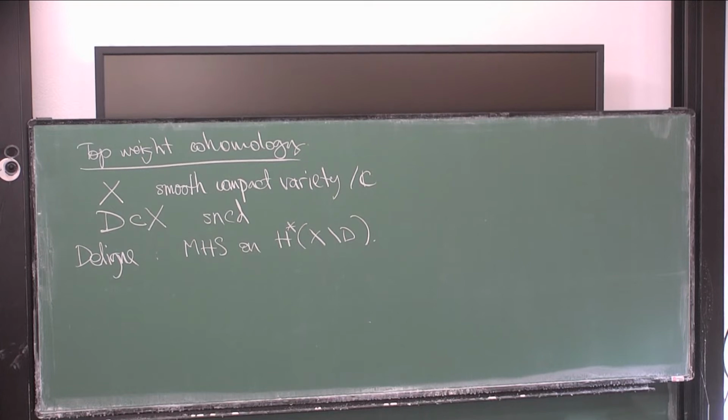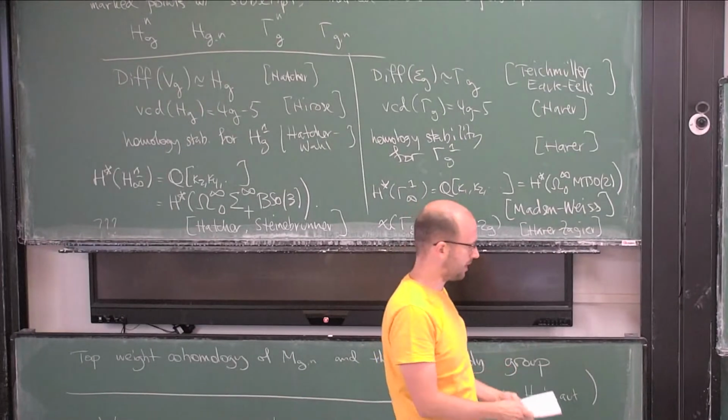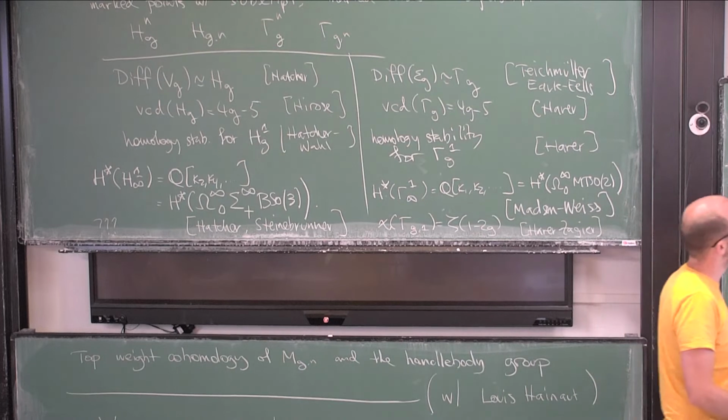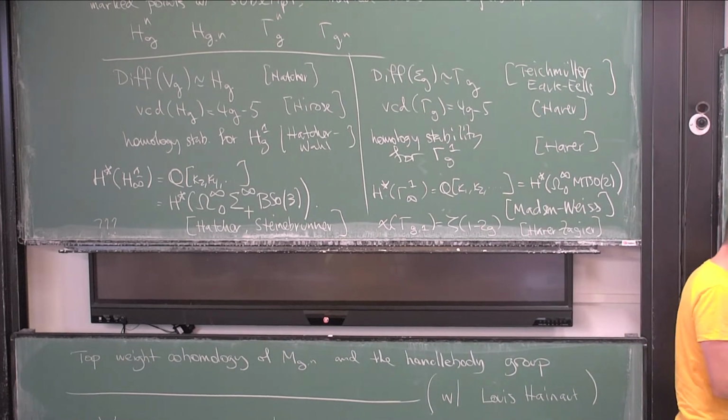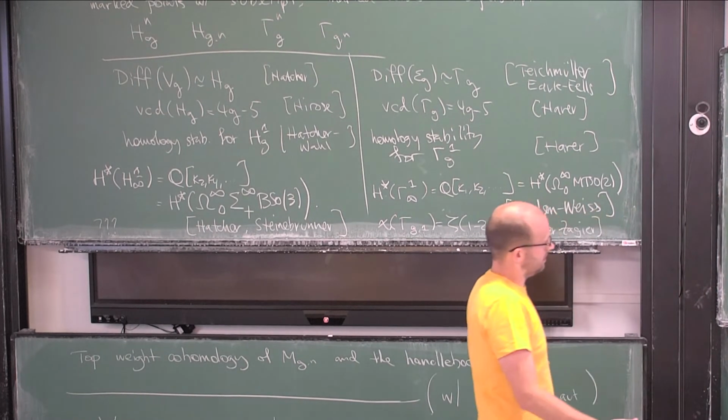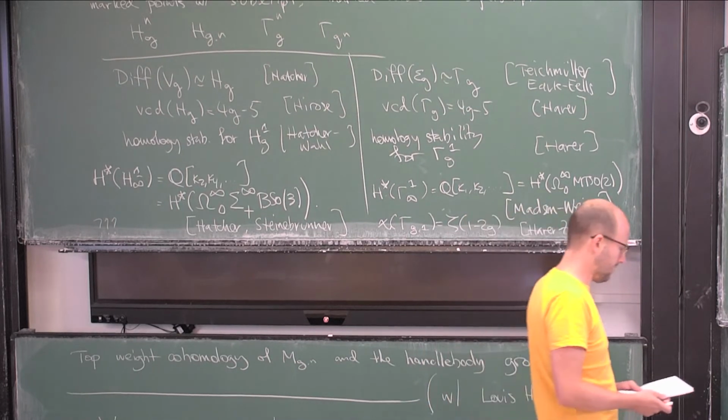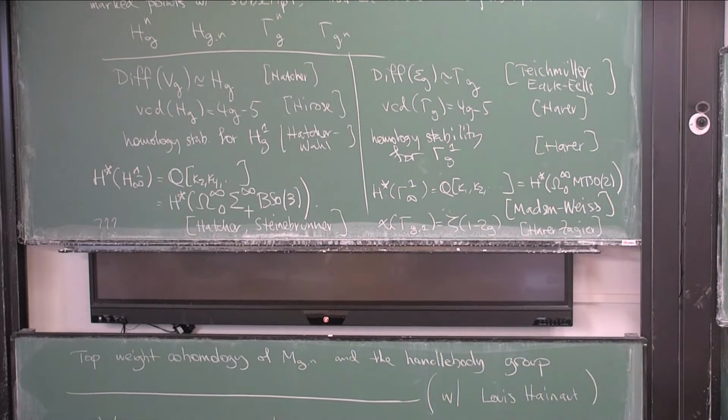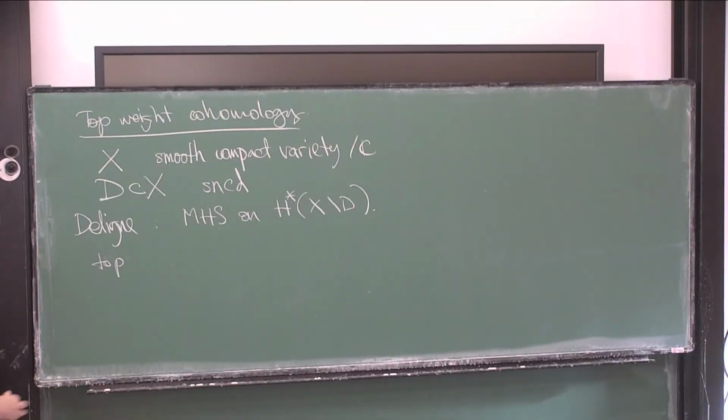This mixed Hodge structure comes with a weight filtration, and if you isolate only the top weight part of this mixed Hodge structure, so the part that has the largest possible weight it can have, the description becomes almost purely combinatorial.